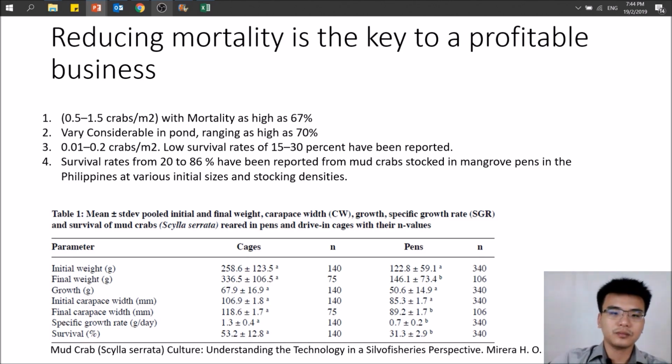What we have here is extracted from one of the papers. This is the name of the paper. As you can see, if the crabs are grown in what we call mangrove pens, which was discussed earlier, by netting off a specific section of the mangrove forest in which you stock your crabs, the survival rate is about 31%, which is a mortality of about 69%. However, if you put them in cages, the survival rate increases up to 53%. This is probably because the crabs are isolated from each other, hence reducing cannibalism.